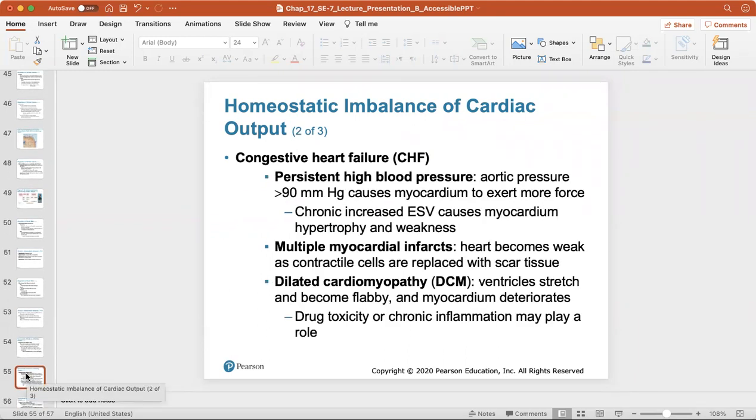Persistent high blood pressure is really scary because this is aortic pressure causing the myocardium to exert more force. Chronic increased end systolic volume causes the myocardium to hypertrophy, or get larger, which causes it to become weaker. Multiple myocardial infarcts also weaken the heart as contractile cells are replaced with scar tissue. And dilated cardiomyopathy is when the ventricles stretch and become flabby and the myocardium deteriorates.